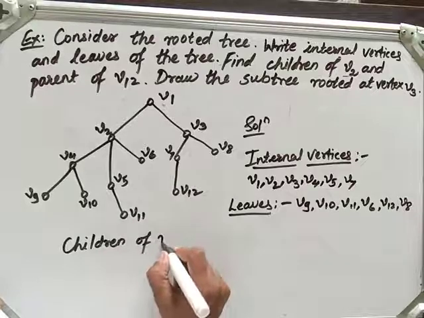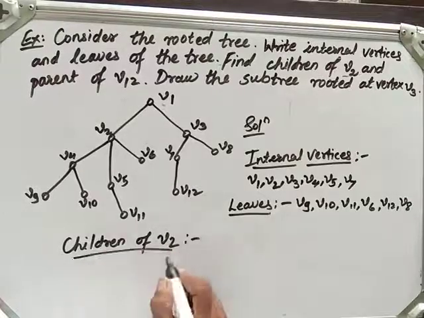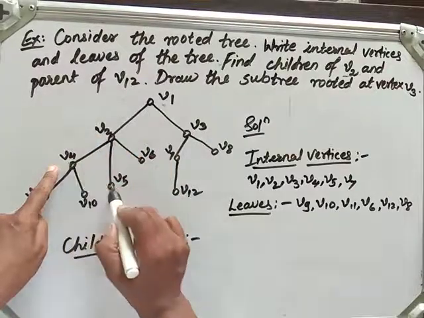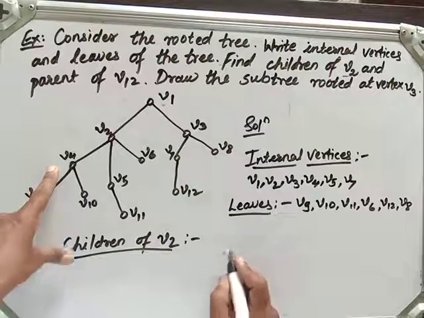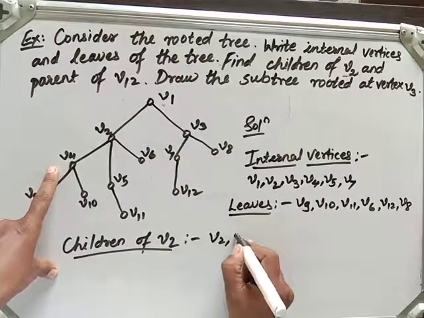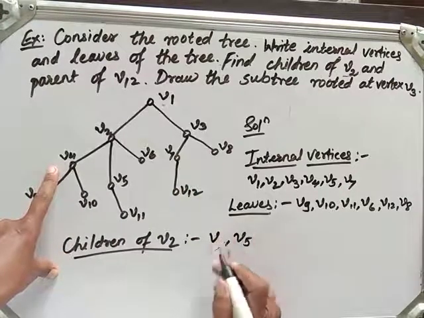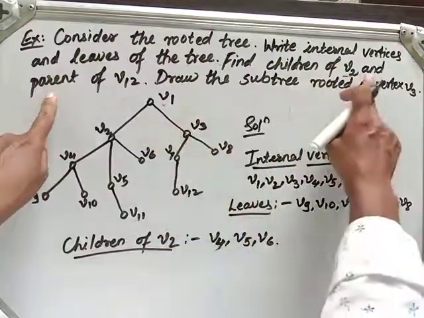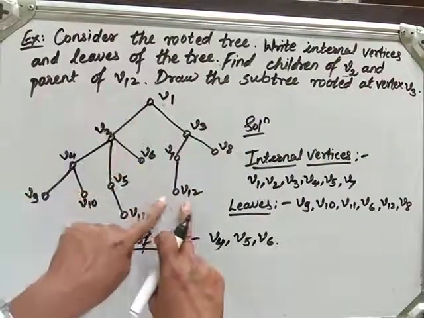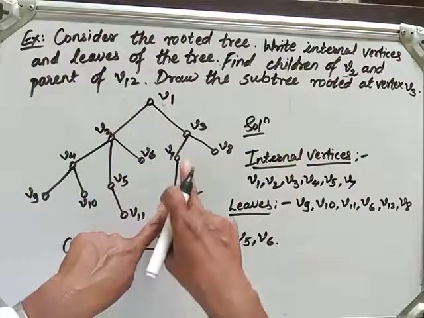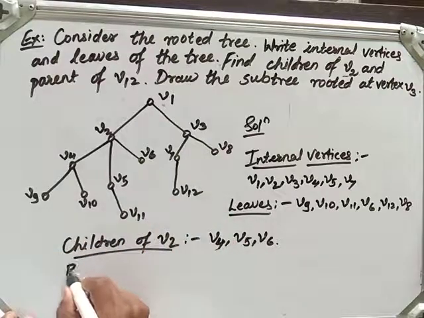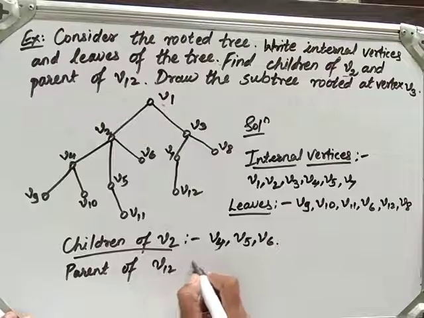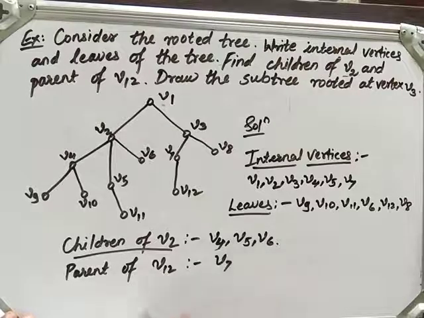Children of v2. Now look at v2. Where is v2? v2 is here. Now which are the children of v2? v2 has children v4, v5 and v6. So children of v2 are v4, v5 and v6. Now the parent of v12. Who is the parent of v12? v12 has a parent v7. So the parent of v12 is v7.